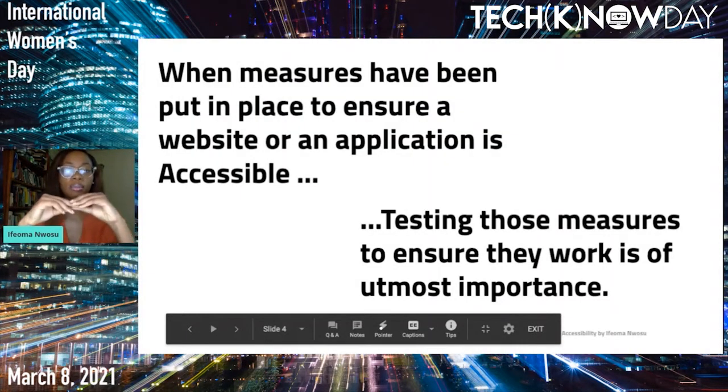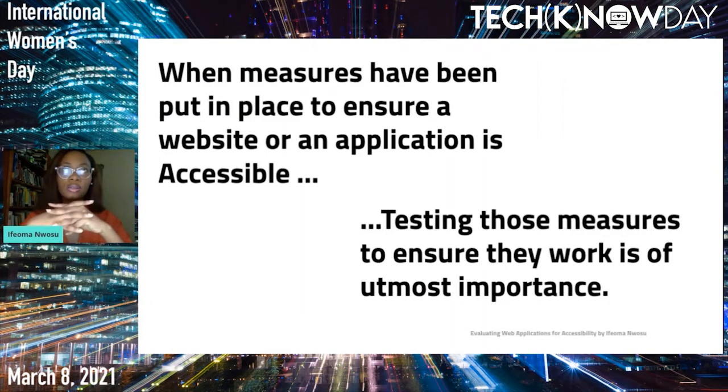My talk is about evaluating web accessibility and the steps to do that. When measures have been put in place to ensure a website or an application is accessible, testing those measures to ensure they work is of utmost importance. That is why we have to test for accessibility. It's one thing to make sure your application is accessible by everyone, including those who have disabilities, and it's another thing to test if it works.